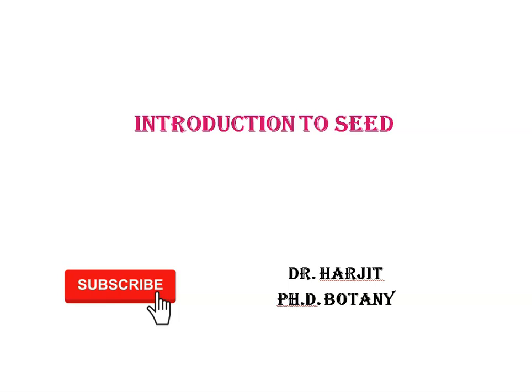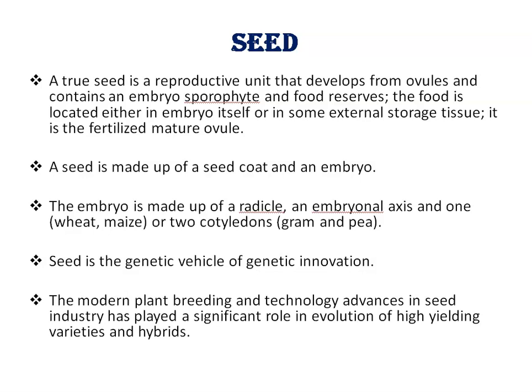Today, we are going to talk about introduction to seed. A seed is the basic part of any plant. The ovules, after fertilization, develop into seeds. A seed is made up of a seed coat and an embryo. And the embryo is made up of a radicle, an embryonal axis, and one or two cotyledons.